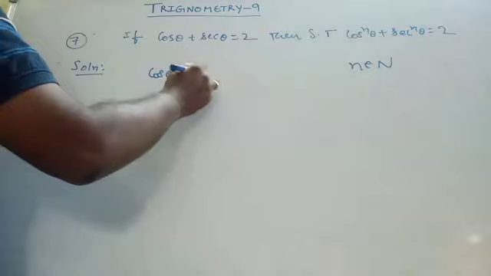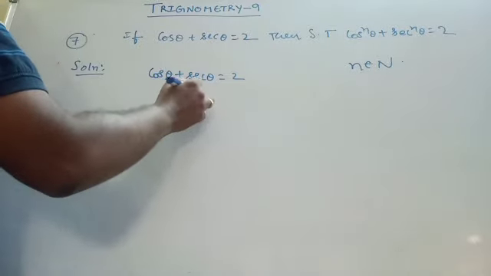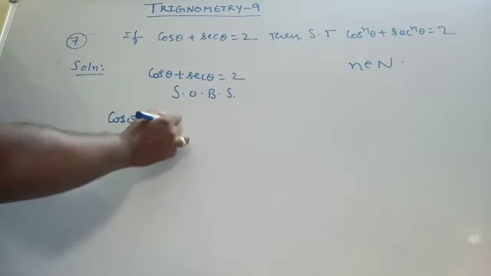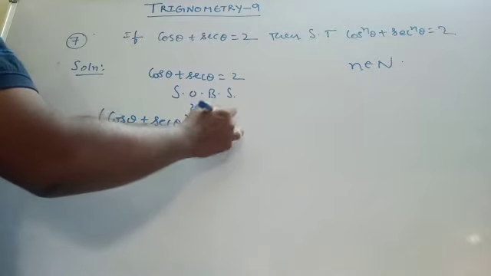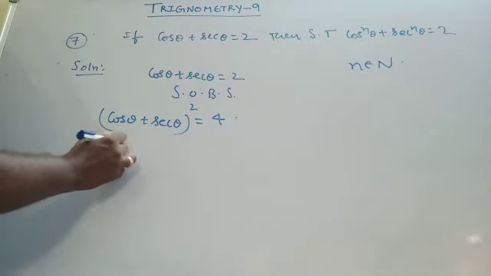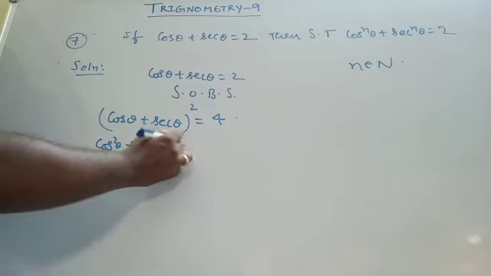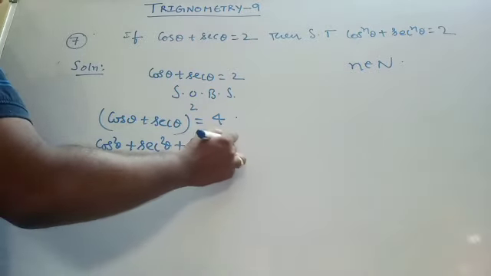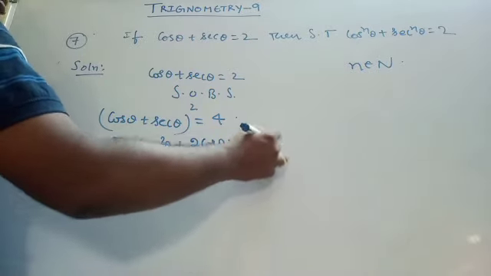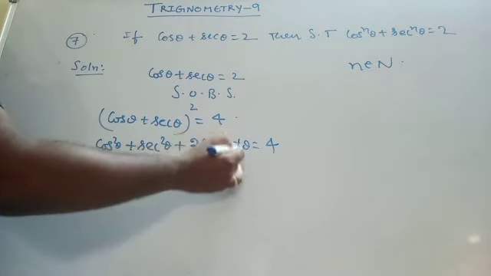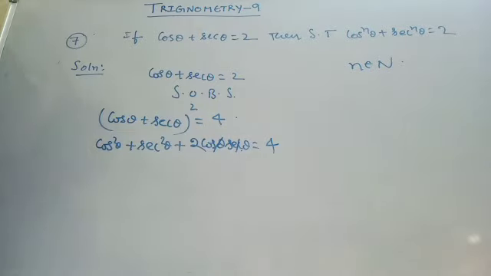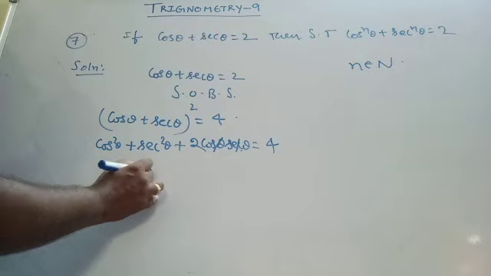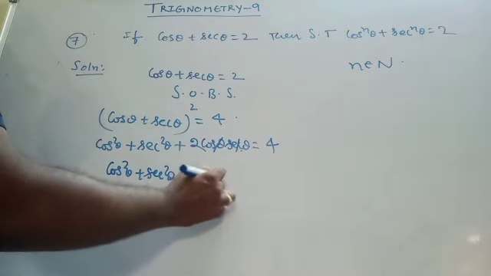Now let us see that. Cos theta plus secant theta equals 2. Squaring on both sides, cos theta plus secant theta whole square is equal to 2 square, which is 4. That means cos square theta plus secant square theta plus 2 into cos theta into secant theta, using a square plus b square plus 2ab, is equal to 4. You know that cos theta and secant theta cancel, because secant theta equals 1 by cos theta. Now you have cos square theta plus secant square theta equals 4 minus 2, that is 2.